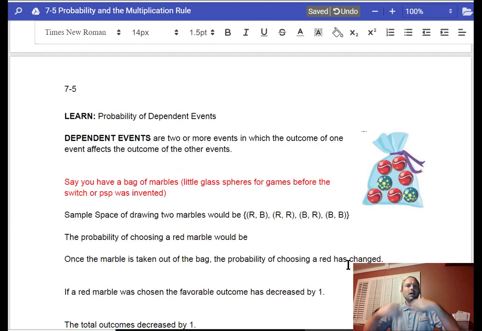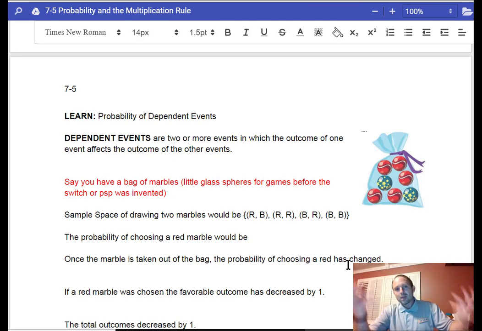So we're going to learn about probability of dependent events. A dependent, in the tax code, is someone who depends on somebody else to provide for them. So my children depend on me to get them food. So what is a dependent event? It's when the outcome of one event affects the outcome of the other events.